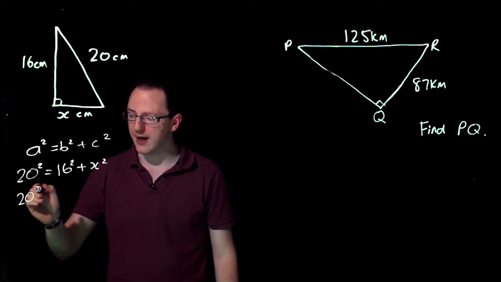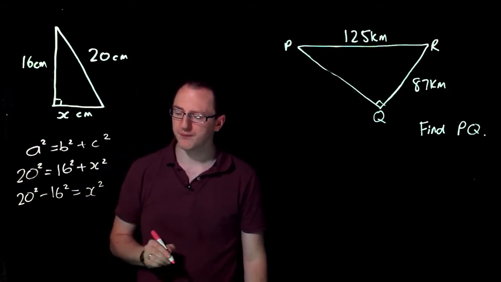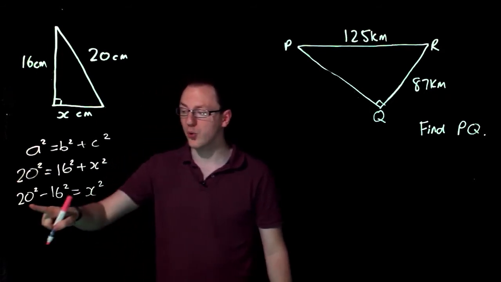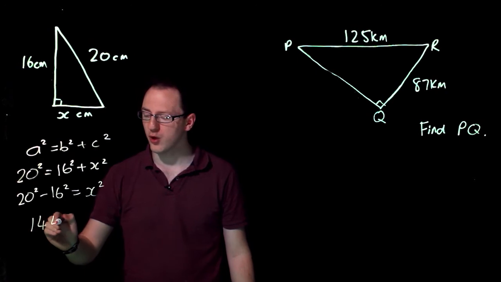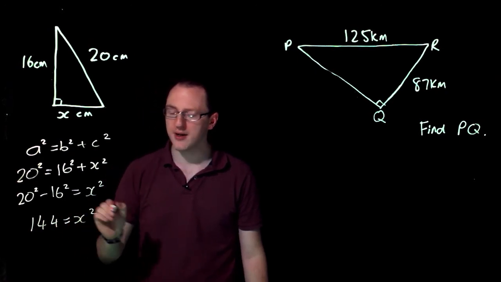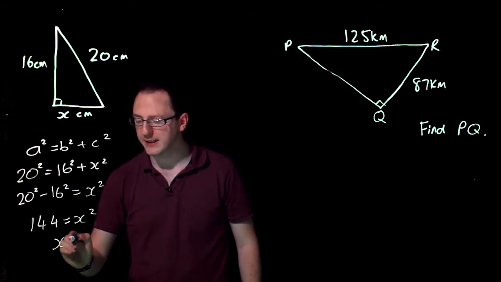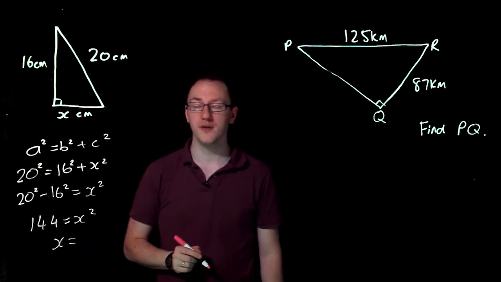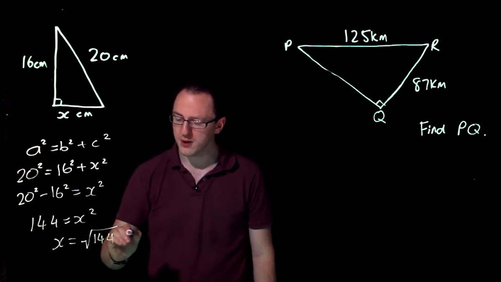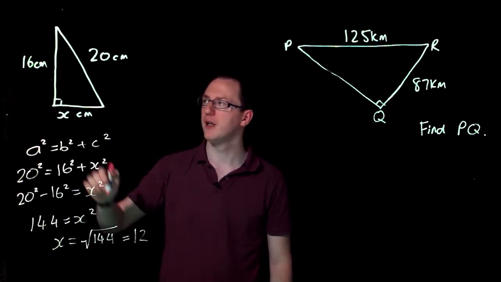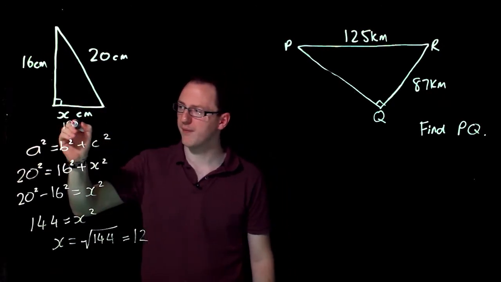So we get 20 squared, take away 16 squared, equals x squared. You work that out in your calculator. 20 squared take away 16 squared is 144. So x squared equals 144. So to find x, we need the square root of 144. So the square root of 144 is 12. So this side is 12 centimeters long.